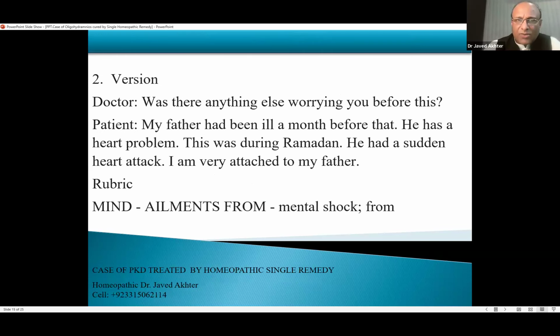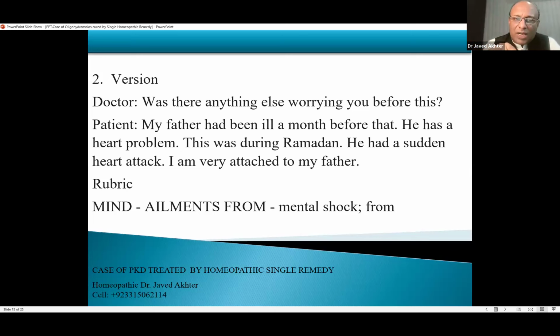Then, as you know, this is very important in case taking, the totality of the case. And then I said to the patient, doctor, was there anything else worrying you before this? The patient said, my father had been ill a month before that. He has a heart problem. This was during Ramadan. He had a sudden heart attack. I am very attached. Definitely, if someone is very attached to a loved one who is suffering, then the problem starts. So it was a sudden heart attack. It was shocking news, basically.